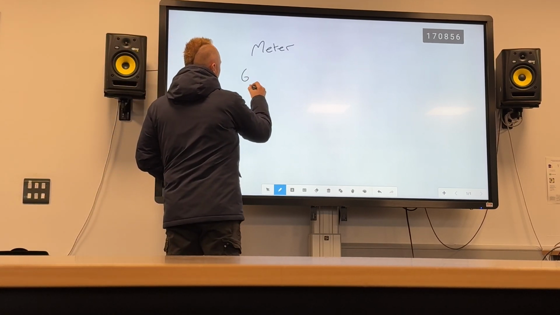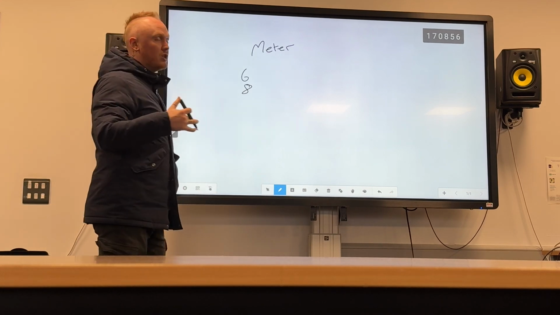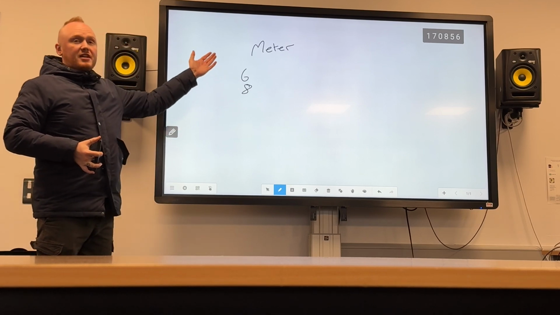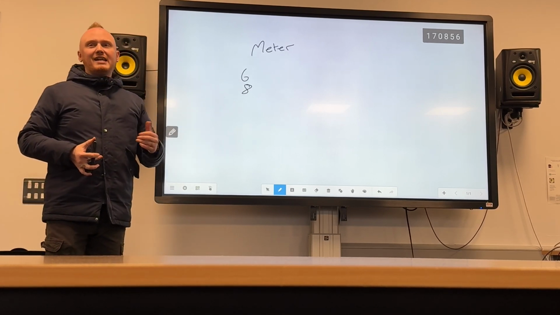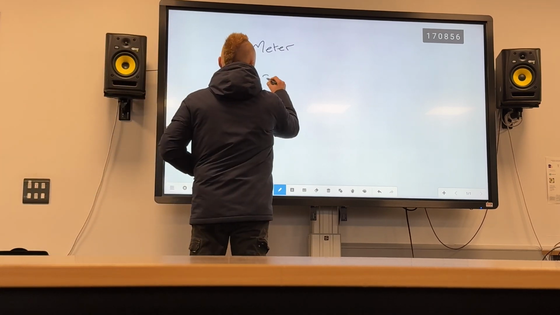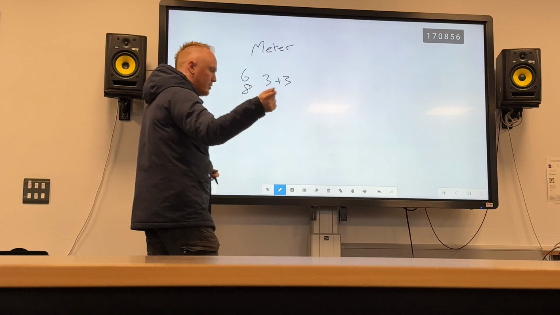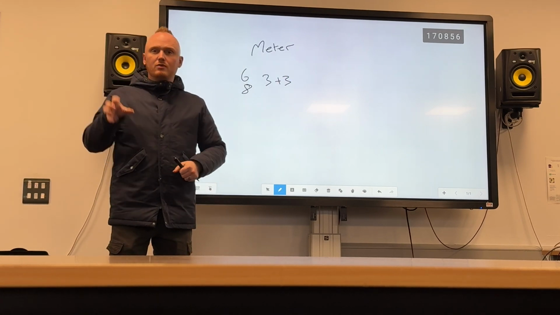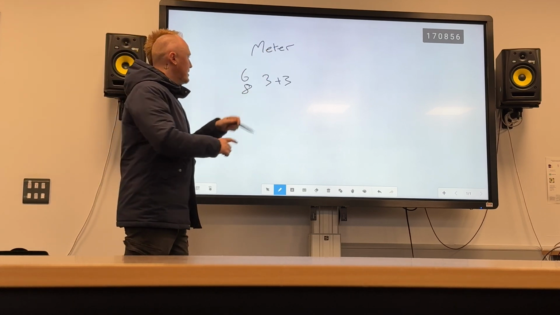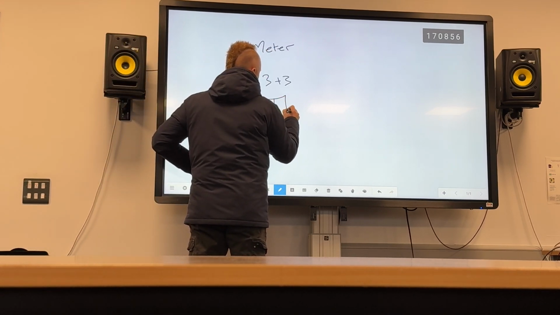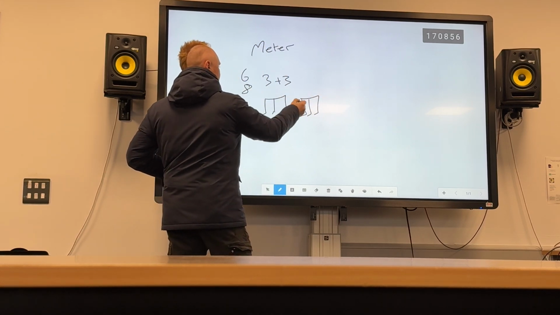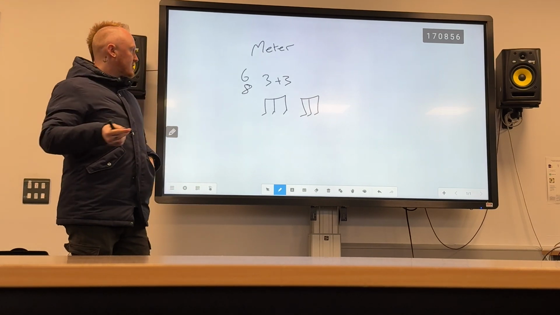So for example, a really common meter, a bar of 6/8, is 6 quavers. But 90 to 95% of the time, 6/8 has a meter of 3 plus 3. What that means is that we have 1, 2, 3, 4, 5, 6, a group of 3 plus a group of 3. Ba, da, da, ba, ba, ba, which would look like this. Most of the time, that's how 6/8 is done.